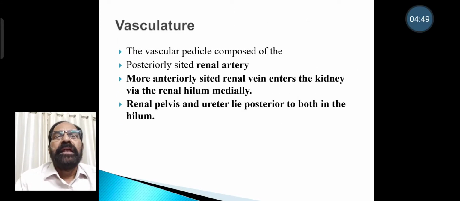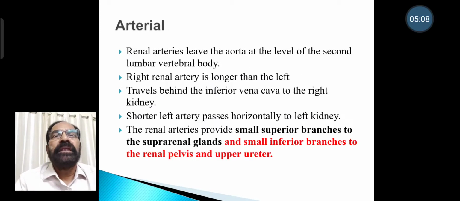Vasculature. The vascular pedicle is composed of the posteriorly situated renal artery and the more anteriorly situated renal vein, which enter the kidney via the renal hilum. The renal pelvis and ureter lie posterior to both in the hilum. Renal arteries leave the aorta at the level of the second lumbar vertebra. The right renal artery is longer than the left, travels behind the inferior vena cava to the right kidney. The shorter left artery passes horizontally to the left kidney.